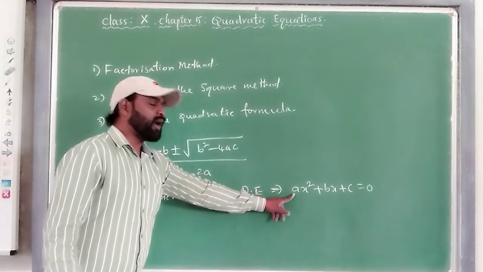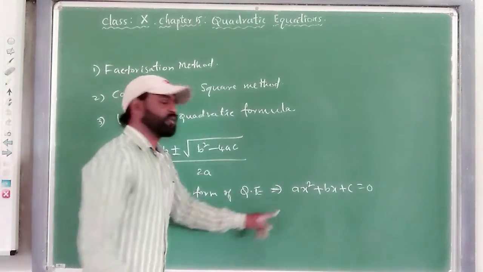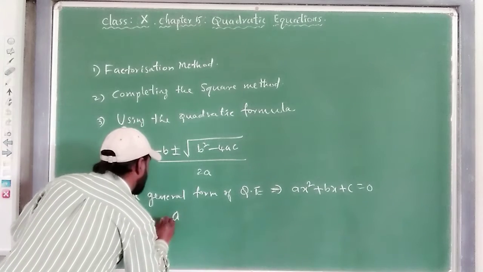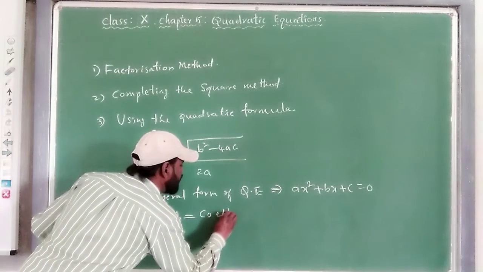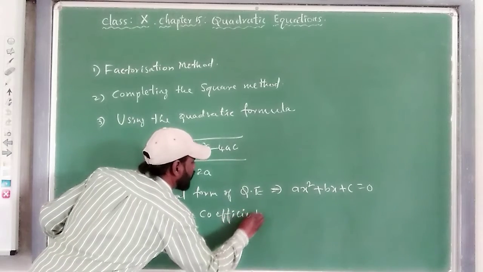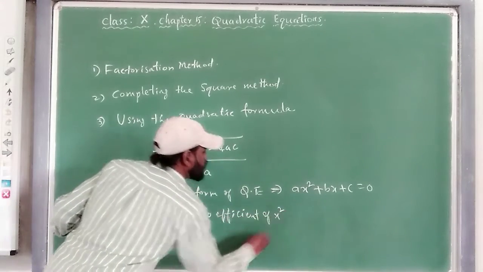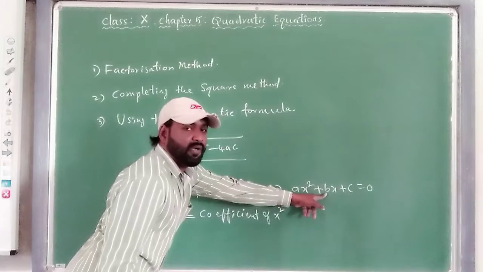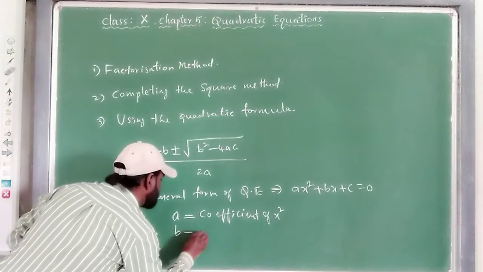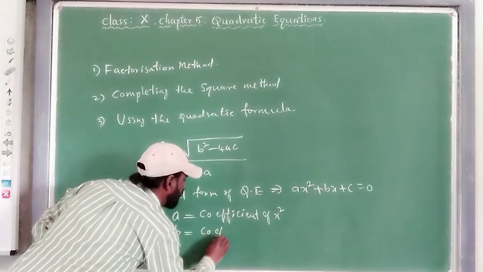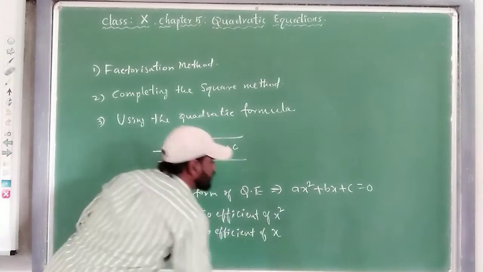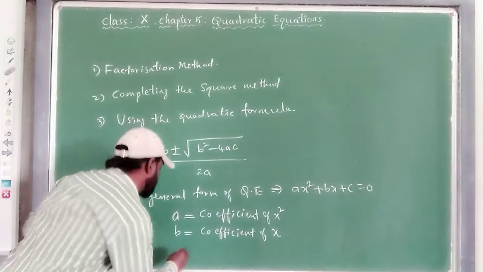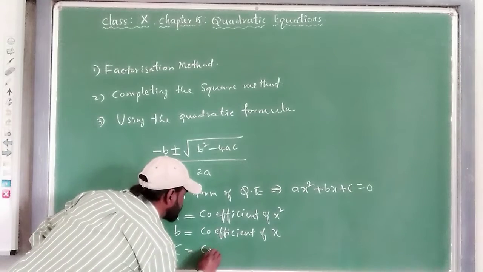Here a means what? The coefficient of the x square term. B means what? The coefficient of the x term. C means what? The constant term.